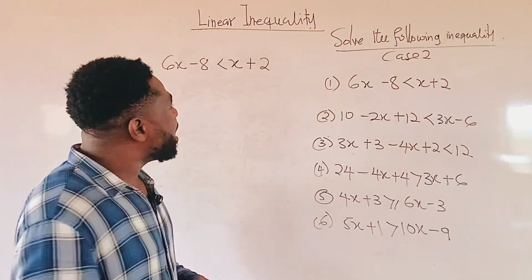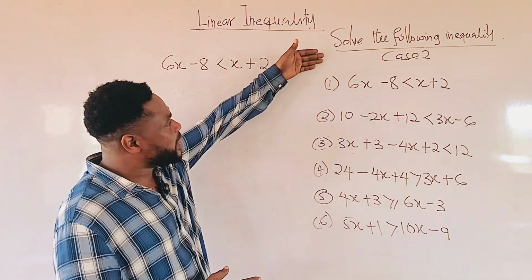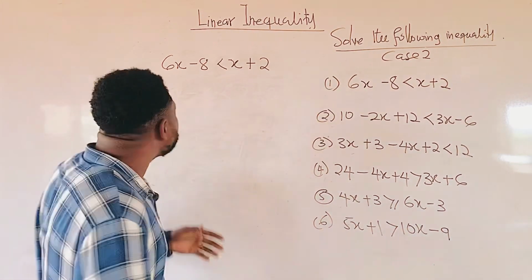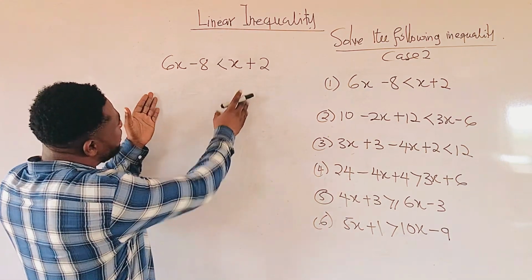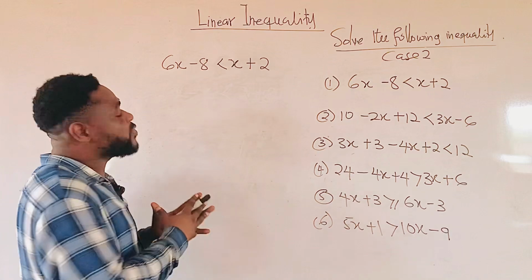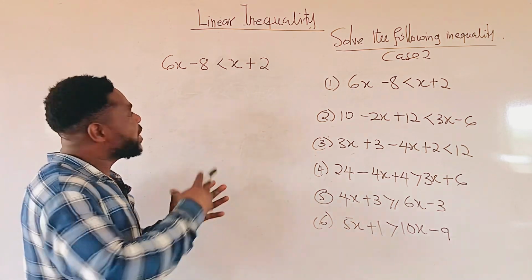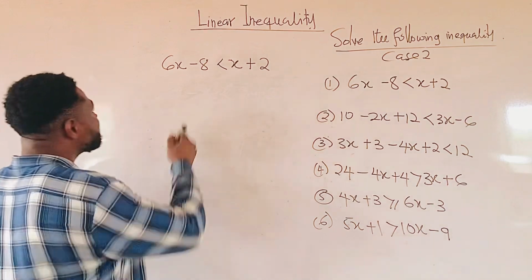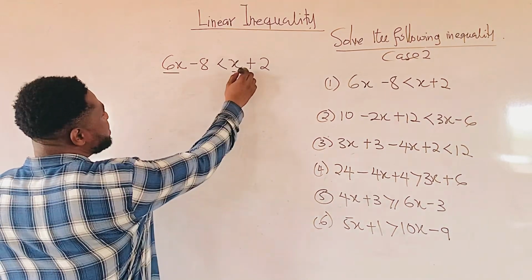We want to see how we can solve the following linear inequality questions on the board. Let us look at question number 1. Now, for us to solve question number 1, we are going to group like terms. All our x at one side of the inequality sign and the numbers without x at the other side of the inequality sign. Now we can see x here, we can see x here.